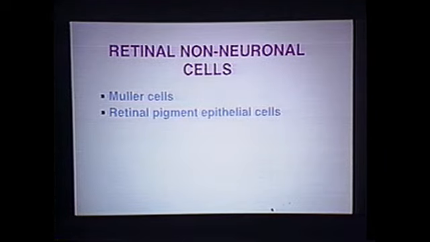The retina contains non-neural cells, and there are the glial elements, or the Muller cells, and of course the retinal pigment epithelial cells. And both these cell types have important functions with respect to the overall photosensory activity which occurs in the retina.